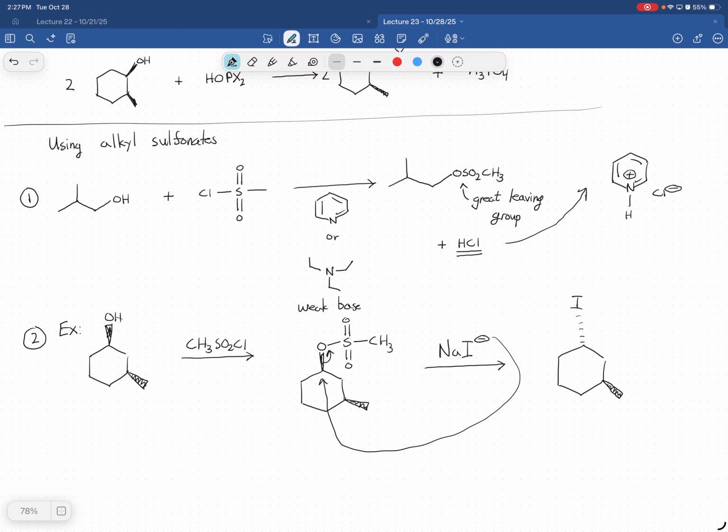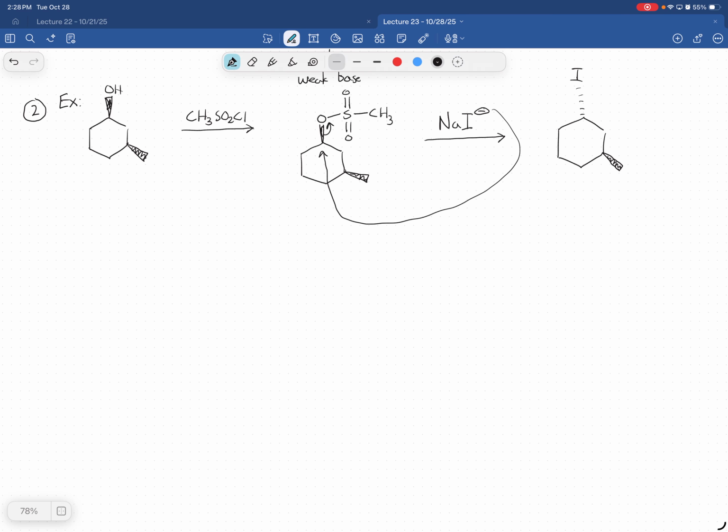But for elimination, elimination is a little more tricky because you can get multiple E2 products. So substitution is probably the best for reactions like this. Are there any questions? All right.